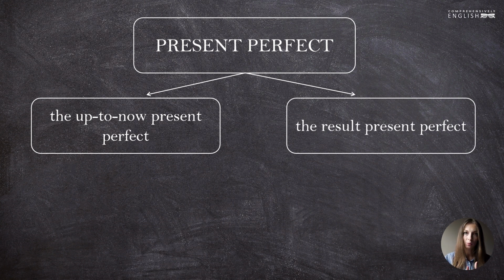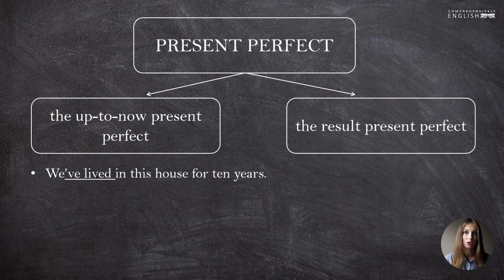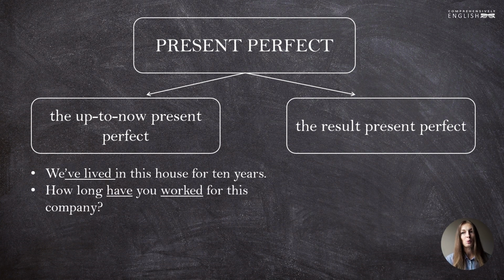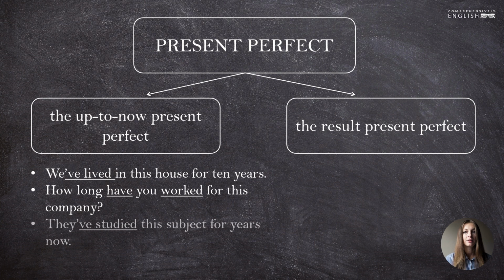These two can be intertwined and often are, but let me demonstrate what I mean with examples. The up to now present perfect. We've lived in this house for 10 years. How long have you worked for this company? They've studied this subject for years now. You see, in these sentences, what we are talking about is an unfinished period of time when something goes on and has been going on for a while, and chances are will go on for a while. This is what we call the up to now present perfect.